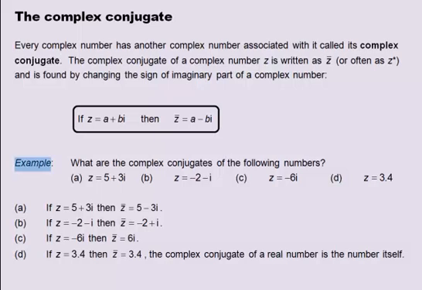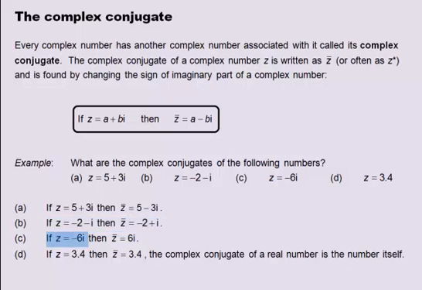Example: what are the complex conjugates of the following numbers? A, z equals 5 plus 3i; b, z equals minus 2 minus i; c, z equals minus 6i; and d, z equals 3.4. A. If z equals 5 plus 3i, then the complex conjugate z bar equals 5 minus 3i. B. If z equals minus 2 minus i, then the complex conjugate z bar equals minus 2 plus i.